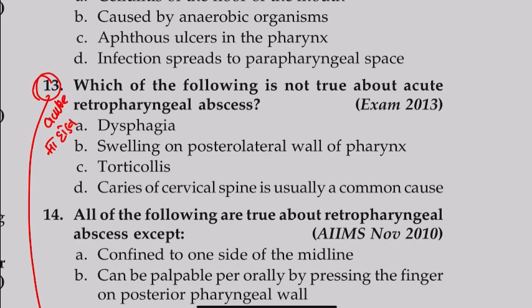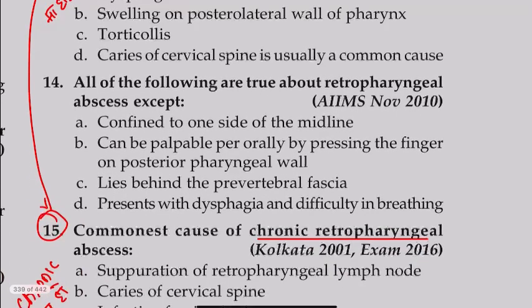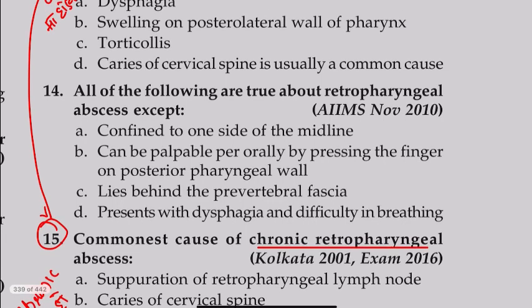Now moving to our next question, which of the following are true? Now here we have questions on retropharyngeal abscesses. Before getting into detail, the retropharyngeal space is also called the space of Gillette. Here the nodes of Rouviere, the retropharyngeal nodes, are present, right?